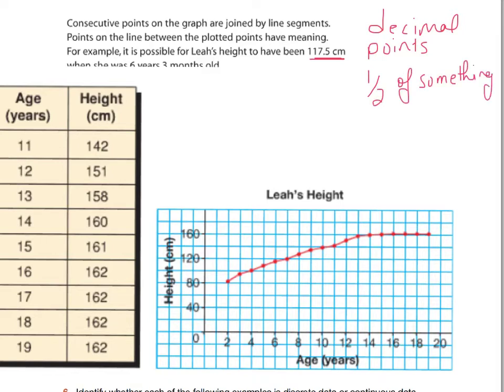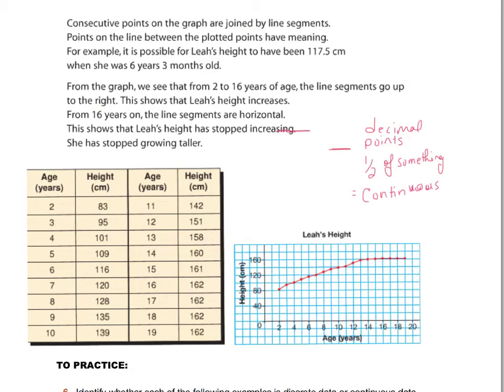It's continuing to grow. It's continuing to rise. It's continuing to drop. That equals continuous data. Okay, and then the lines do need to be joined. So let's continue to look here. From the graph, we see that from 2 to 16 years of age, the line segments go up to the right, so she's continuously growing.